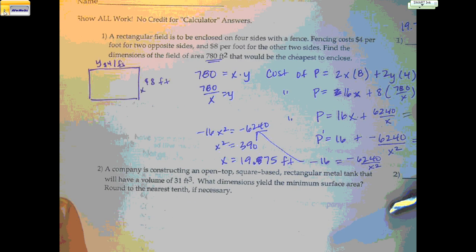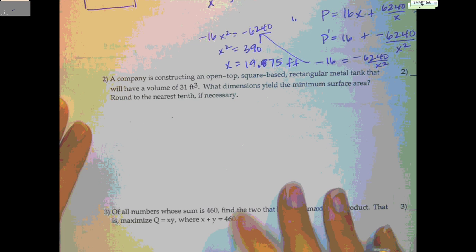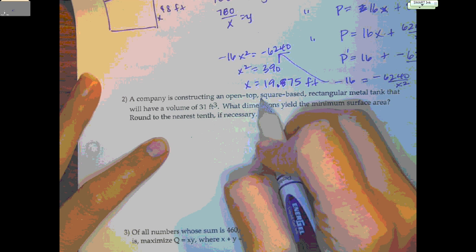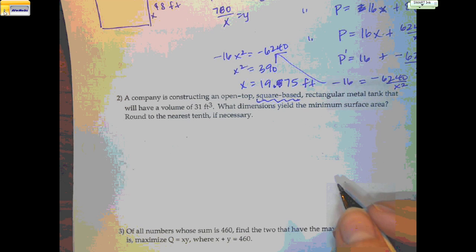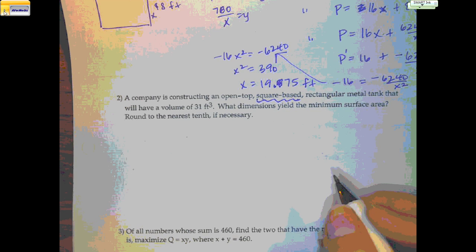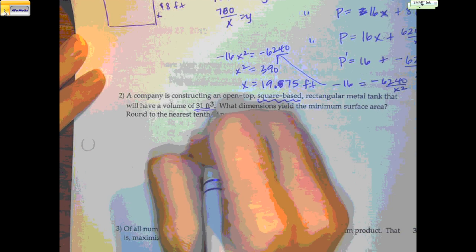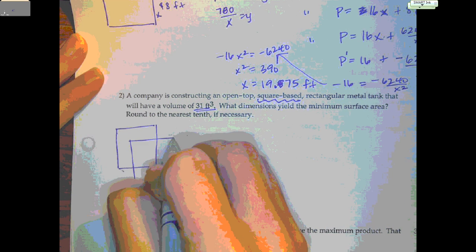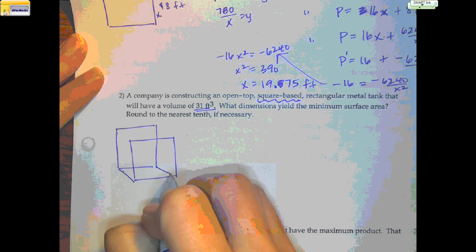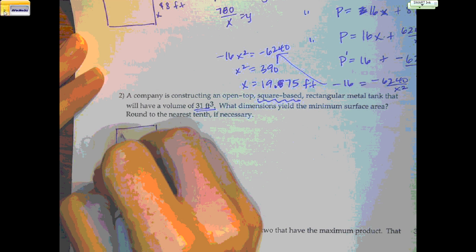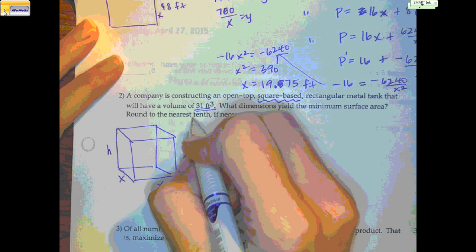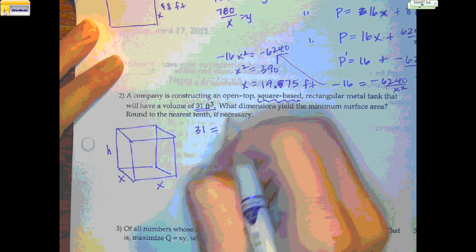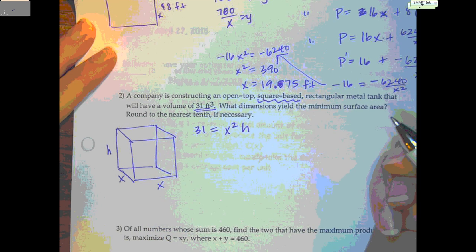Number 2. A company is constructing an open-top, square base, rectangular metal tank that will have a volume of 31 feet cubed. Don't lose that word square, because that happens on your assignment. So, tank. It's got a square base, so I'm going to call that X and that X. And the volume, here's height, which is 31. Volume equals length times width times height, so that's why I get X squared H. Questions so far?